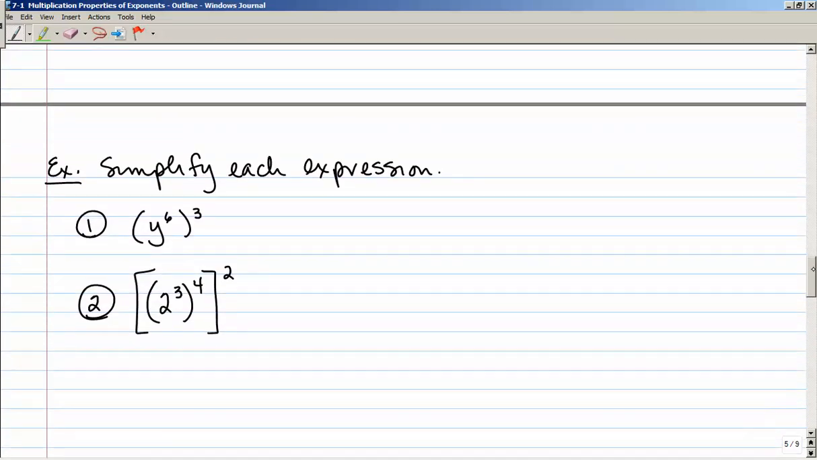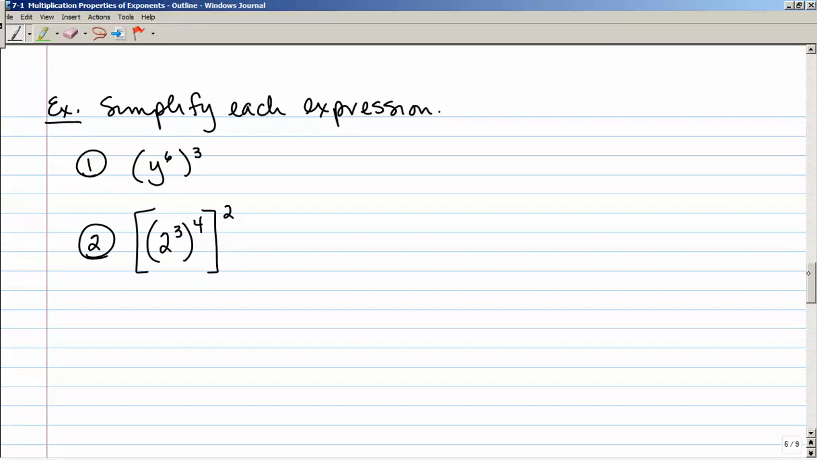Let's take a look at a couple examples here. Number 1, y to the 6th cubed. Basically remember what that means is it's y to the 6th times y to the 6th times y to the 6th. So 3 y to the 6ths multiplied times each other. And that's going to give you y to the 6 times 3, or y to the 18th.